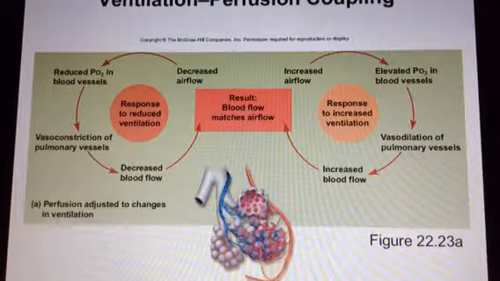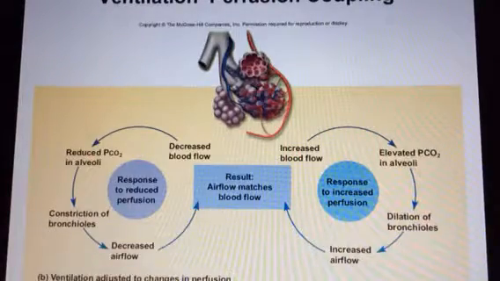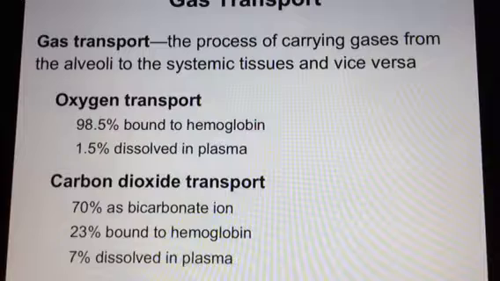Okay, this is just all about the ventilation and perfusion, and it talks about blood flow matching the airflow and airflow matching the blood flow. So once the gases have crossed into the blood cells, then they are transported to the systemic tissues and then vice versa. We talked a little bit about this in the circulatory system and talking about the blood, but we're going to mention a little bit more percentages and specifics here.